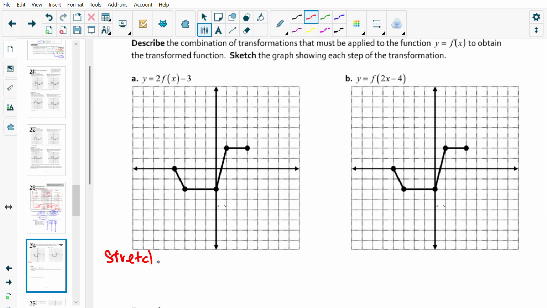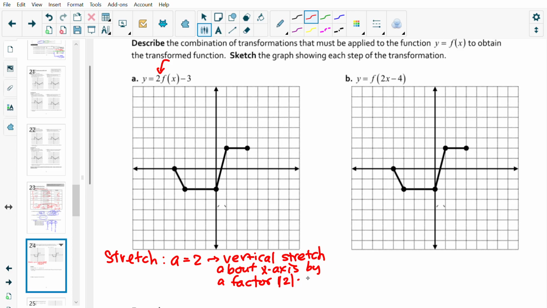So do I see any stretches? Yes. What stretches do I see? I see right there, that's a equals 2. That's a vertical stretch about the x-axis by a factor of, remember, absolute value of a. So what you see is what you get with the a value, right? So by a factor of absolute value of a, which is absolute value of 2, by a factor of 2.